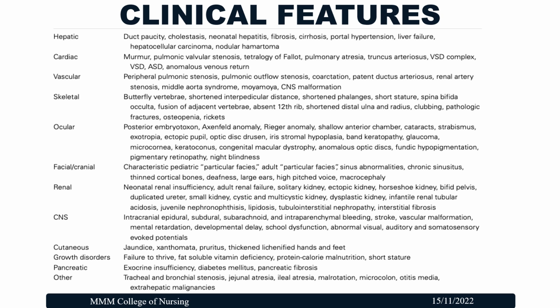In 1920, Axenfeld characterized the anomaly which bears his name when he described posterior embryotoxon and iris strands adherent to the anteriorly displaced Schwalbe's line. Posterior embryotoxon is a clinical and histological term referring to displacement of Schwalbe's line anterior to the limbus in the cornea.